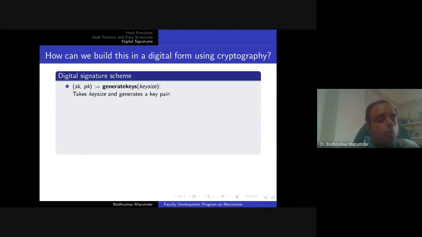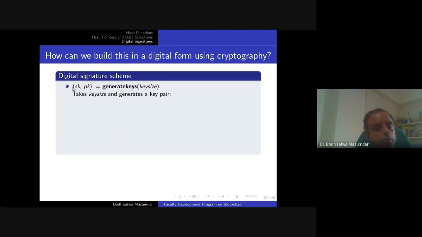So what do you do to create a digital signature? First, you call a function called generate keys. In the generate keys function, you give the parameter of the key size, that is, the size of the key that you want to generate. This generate keys function creates a pair of keys. The first is the secret key, which is secret to the owner only. Nobody else other than the owner knows the secret key. The other component is the public key, which is known to everybody else in the system.